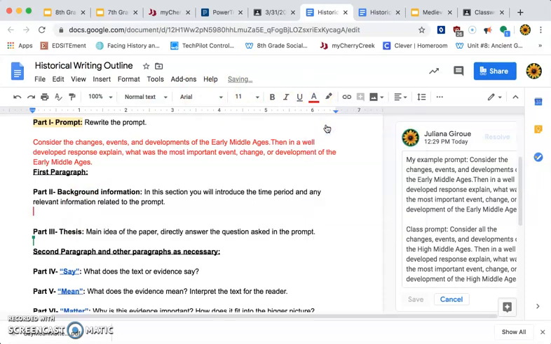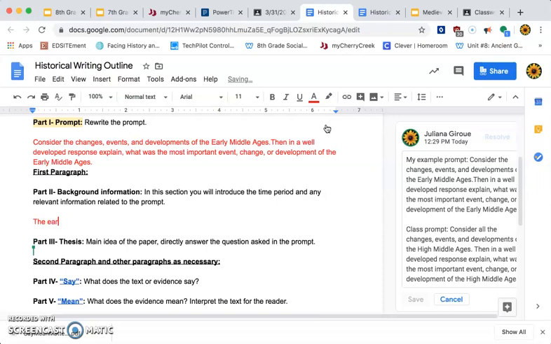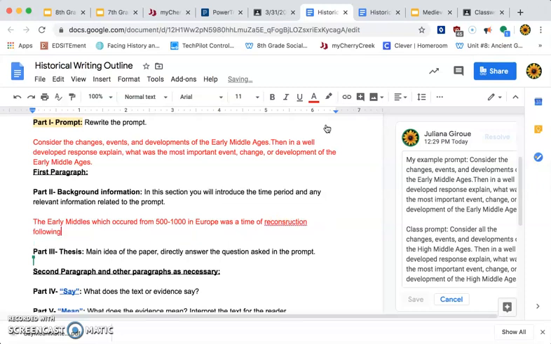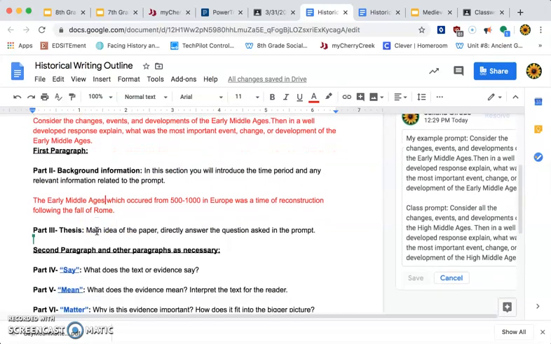All right, let's see. The early Middle Ages, which occurred from, what did we say? 500 to 1000 in Europe, was a time of reconstruction following the fall of Rome. There's my background information. I'm telling you a little bit about the early Middle Ages and what's happening, what had just happened.